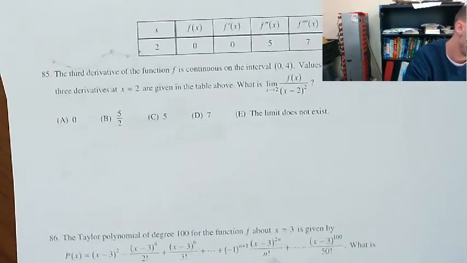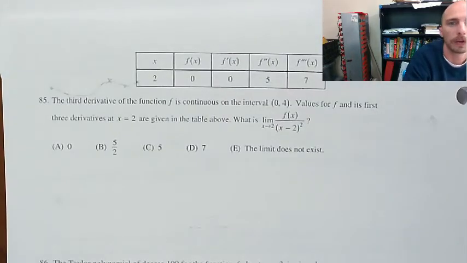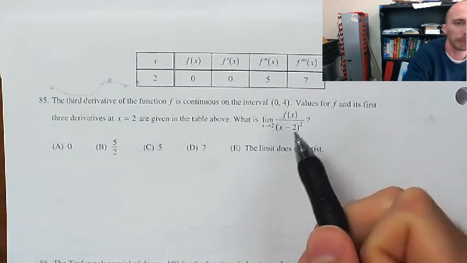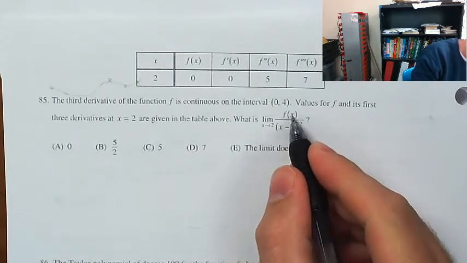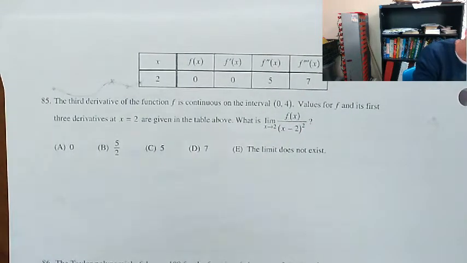All right, 85. The third derivative of f is continuous from 0 to 4 values. Okay, we're going to need to do probably 2 orders of L'Hopital's rule, I think. Okay, so f is approaching 0. 2 minus 2 squared is also approaching 0, so L'Hopital's rule.